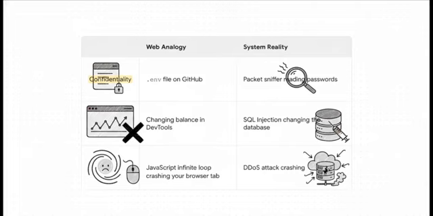Then there's integrity, which is all about trust. Sure, you can change your bank balance in DevTools, but it's just a visual trick. An SQL injection, on the other hand, changes the actual value in the bank's database. That's real impact. And finally, availability. That's about access. A rogue JavaScript loop might crash your browser tab. Annoying, right? But a DDoS attack can crash the entire server, making a service unavailable for everyone. You see? The stakes are just so much higher in the system world.